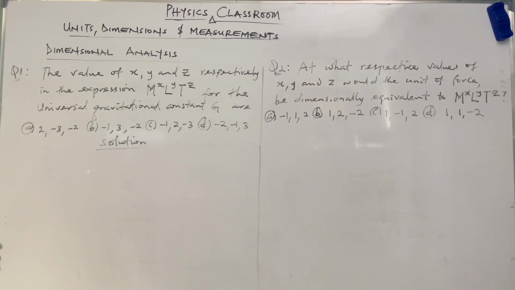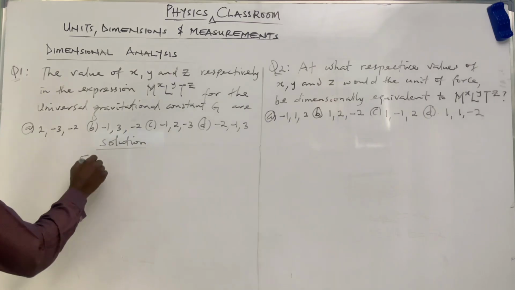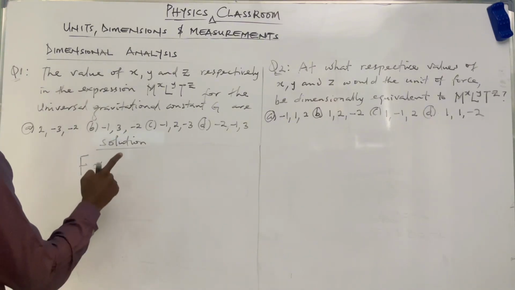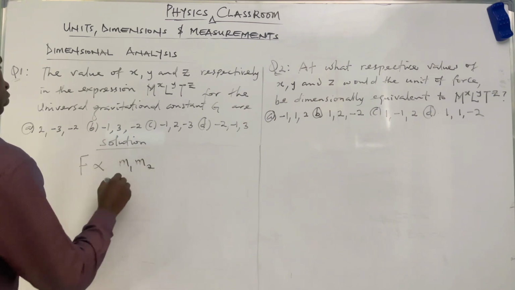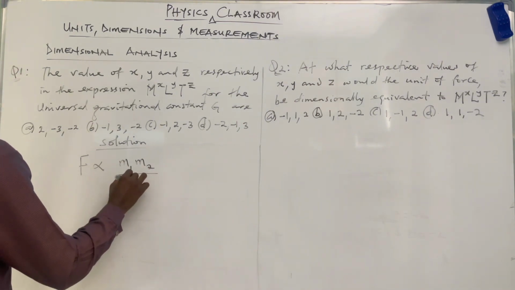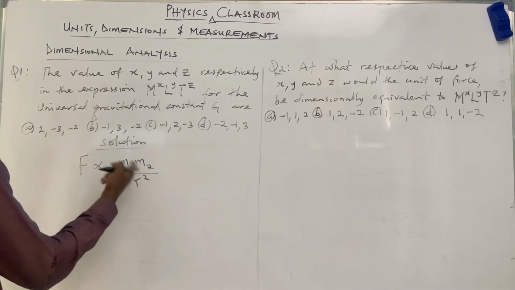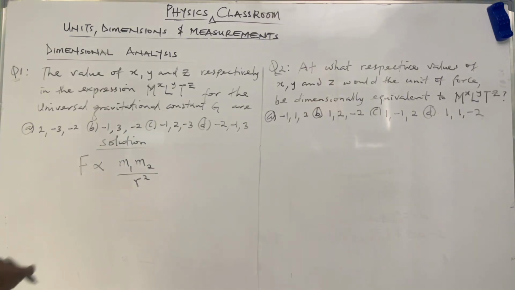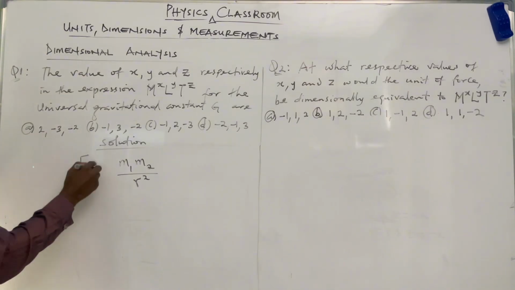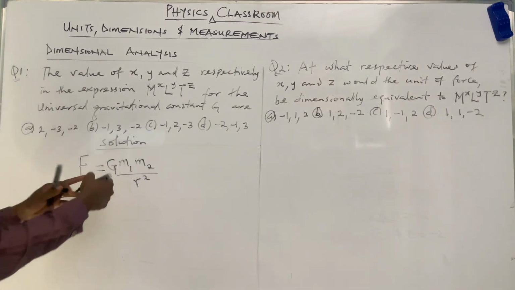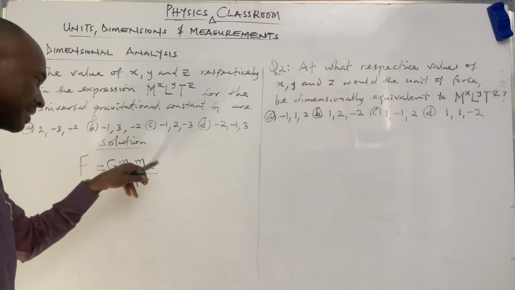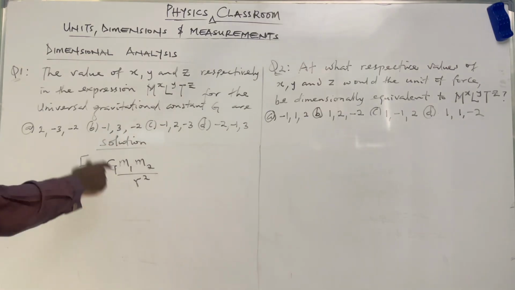Since they are talking about the universal gravitational constant G, we can easily adopt the equation from Newton's law of universal gravitation, which states that the gravitational force of attraction is directly proportional to the product of the masses of two bodies, m1 times m2, but inversely proportional to the square of the distance separating the two bodies. So from here, we can easily see F = G m1 m2 / r^2. So we can adopt it from here.